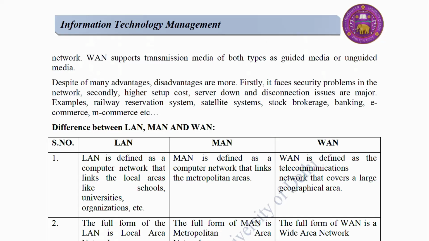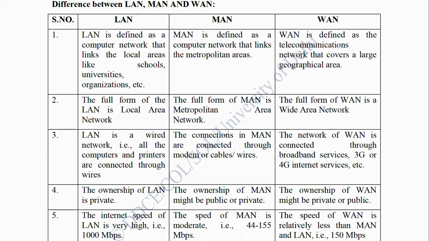Difference between LAN, MAN and WAN. Point 1. LAN is defined as a computer network that links local areas like school, universities, organization, etc. MAN is defined as a computer network that links the metropolitan areas. WAN is defined as a telecommunications network that covers a large geographical area. Point 2. The full form of LAN is local area network. The full form of MAN is metropolitan area network. The full form of WAN is wide area network.